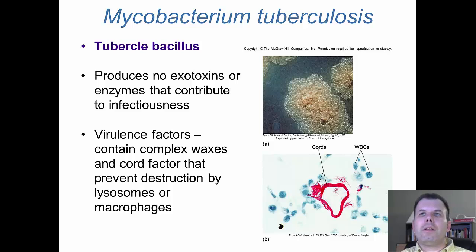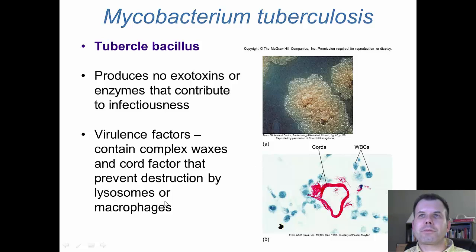Okay, so again, the Mycobacterium tuberculosis is called the tubercle bacillus because it's found to grow tubercles in the lungs. Again, it produces no exotoxins or enzymes that contribute, so it has very little in the way of virulence factors. But it does have some factors on the outside that help keep it from being attacked by the immune system, including complex waxes and the cord factors that keep it from being eaten up by the macrophages and the lysosomes.